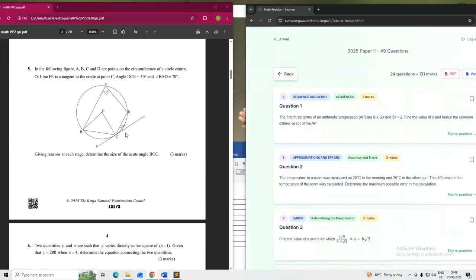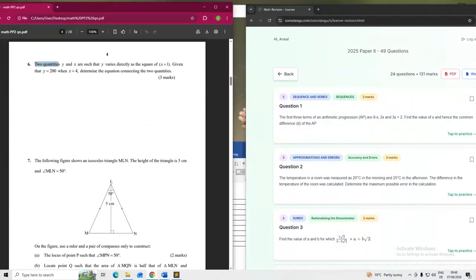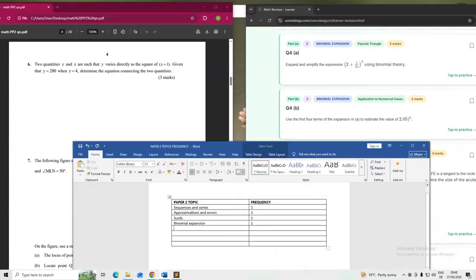Let's proceed to question number 6. We have the question here. You can read the question. Sorry, for question number 5. So we've said it tests angle properties of a circle. Let's write that. And this has been tested once.